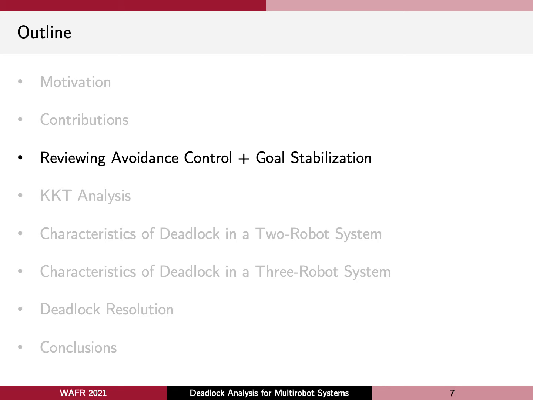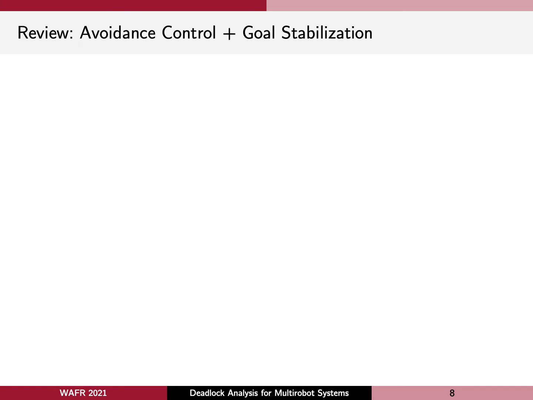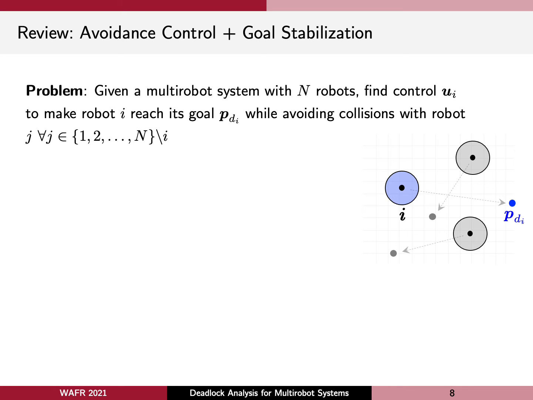Okay, so let me quickly walk you through the underlying problem that the robots are trying to solve when they end up falling in deadlock. The setup is as follows. We have n robots in the plane. Let's just focus on one ego robot, that is robot i, shown in blue here.